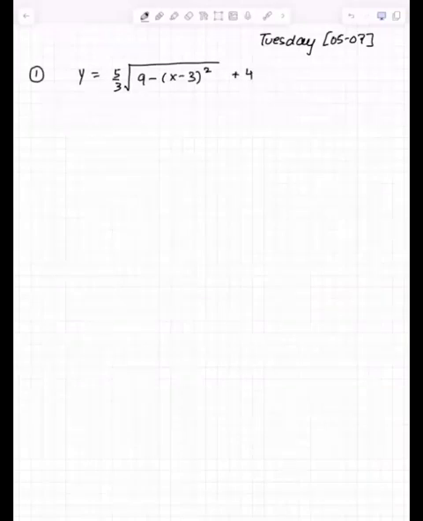Okay, so this is what we are doing on Tuesday. It's kind of carrying on from Monday. So we'll do a couple of examples. Okay, first one, I'm given this function. Okay, and we're asked to find the domain, range, and sketch.